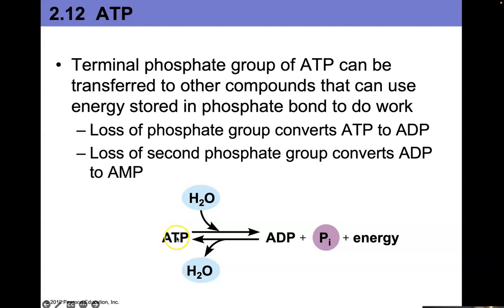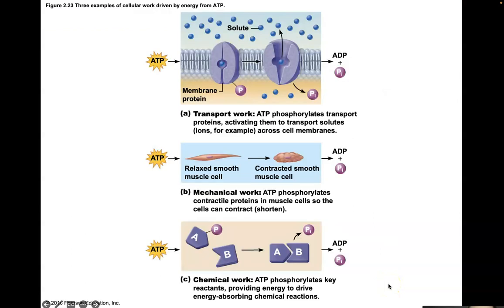So as we break adenosine triphosphate into adenosine diphosphate, and we break one of those phosphate bonds and release that phosphate group, we're going to release energy in the process. And that's the energy that can be used to do work in the cell. Okay. And then we'll talk about the different types of work that that energy can be used for as we get into the different chapters in the cell. So we'll talk about how it can be used for transport work, mechanical work, and chemical work, but I won't get into that too much right now.